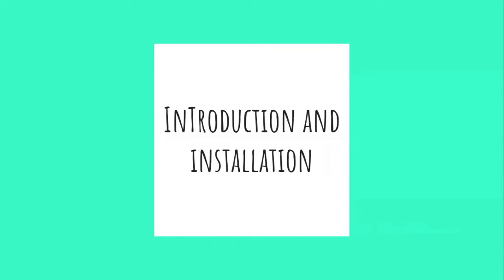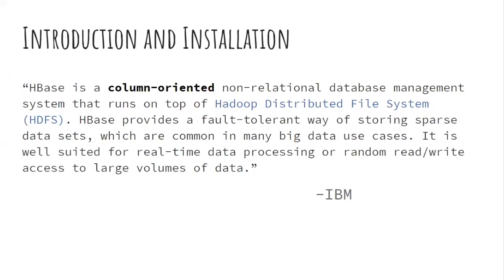So first of all, introduction and installation. Hbase is a column-oriented, non-relational database management system that runs on top of Hadoop distributed file system. Now, what do we actually mean by column-oriented? Let's bifurcate these definitions. By column-oriented, we mean that Hbase stores data in the form of key value pairs in a columnar model. In this model, all the columns are grouped together as column families.